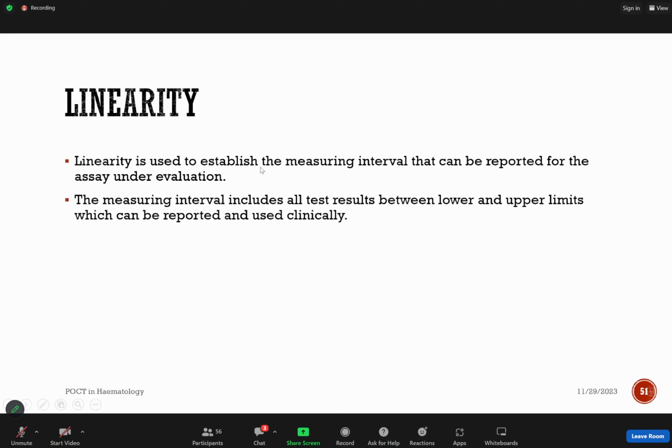Linearity is used to establish the measuring interval that can be reported for the assay under evaluation. The measuring interval includes all test results between the lower and upper limits, which can be reported and used clinically.